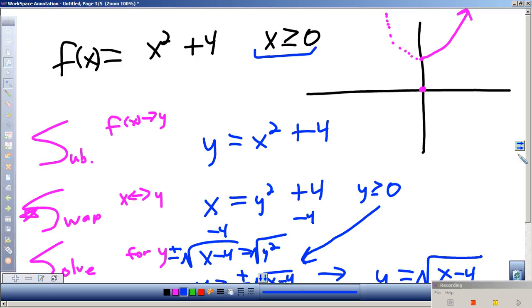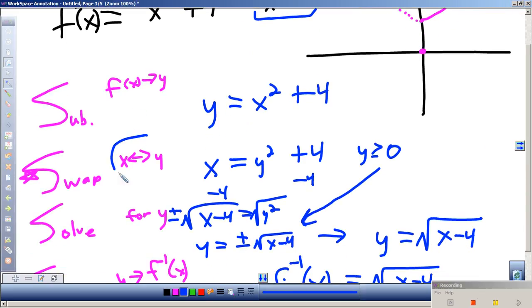Now, we could actually go back here and say that's happening because of this swap right here. Remember, we said x equals y, swap it across the line. That's what this action is doing. It's swapping across the line x equals y, or y equals x.